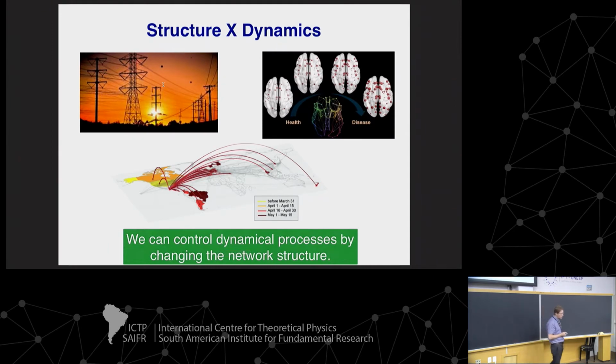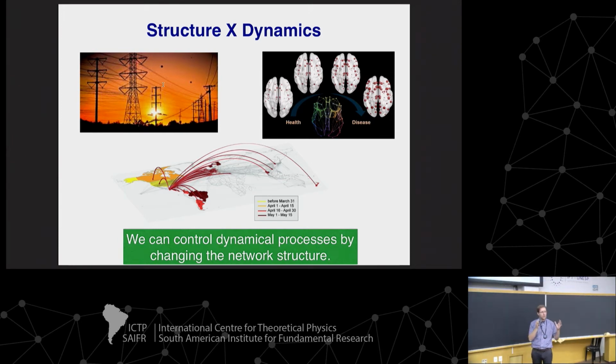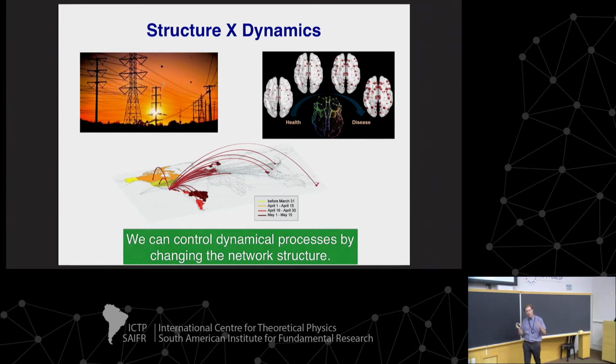So the big issue is how to predict a dynamical process from the network structure. The main motivation is if you can understand how the structure of the network influences a given dynamical process, then we can change the network to change the dynamical process. Then we can control the evolution of the dynamical process by just changing the connections inside the network, okay? For instance, you can control the synchronization in a power grid just by performing some kind of rewiring, okay?